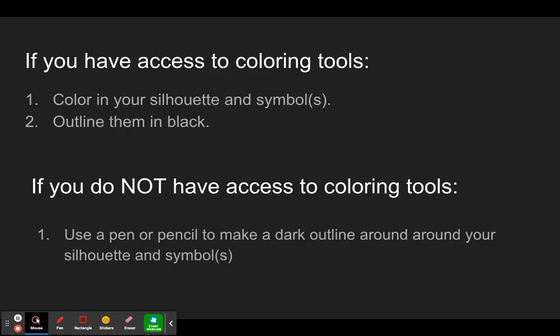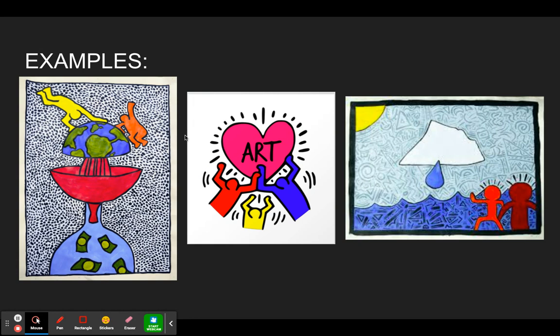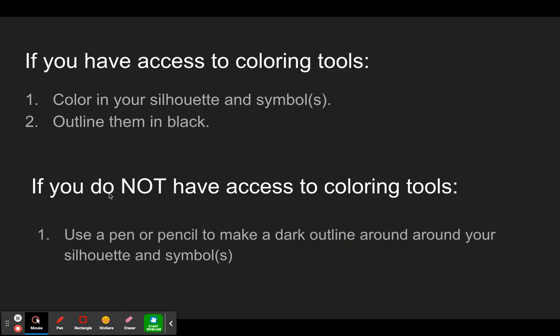Now, if you have access to coloring tools, please color your picture. The main thing is, though, you want to outline them in black, because as you can see back here, all of the things that Keith has are outlined in black. Think like a coloring page. That's exactly what you want it to be like. So even if you don't have any coloring tools, please use a pen or a pencil and make a dark outline around your silhouette and the symbols, just to make sure that you can have that sort of coloring book outline.